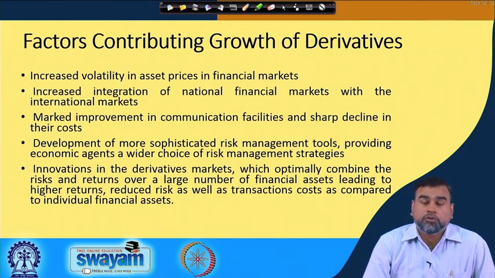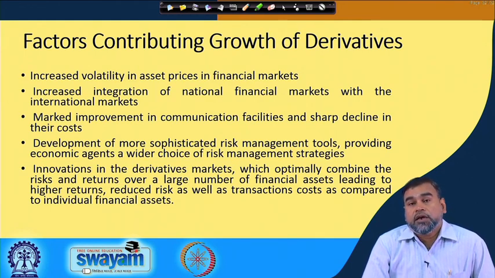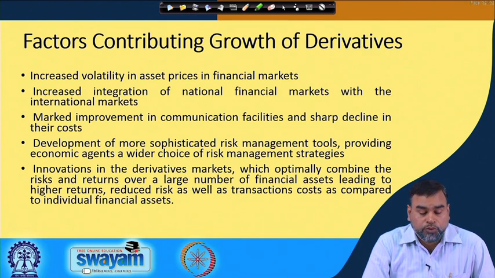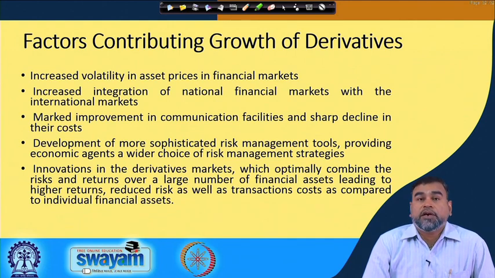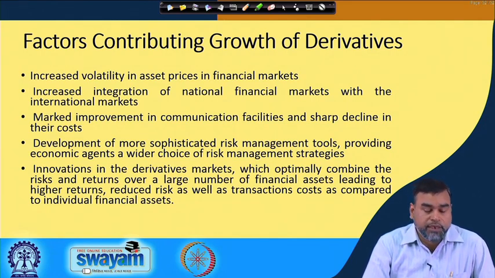Then we have now developed more sophisticated risk management tools, which provide the economic agent a wider choice of risk management strategy, and using derivatives in our portfolio is also considered an important risk management strategy, or we can minimize the total risk we are facing in the economic system. Innovations in the derivatives market which optimally combine risk and return over a large number of financial assets lead to higher returns, reduced risk as well as reduced transaction cost as compared to individual financial assets.